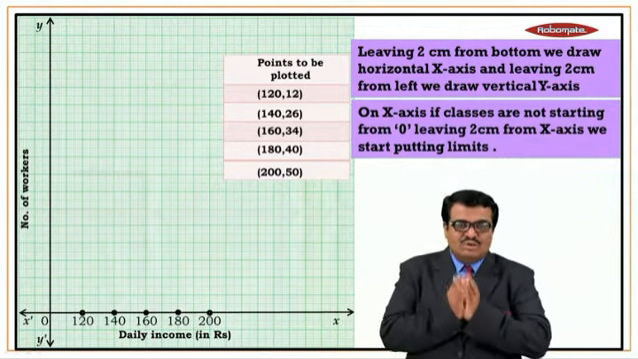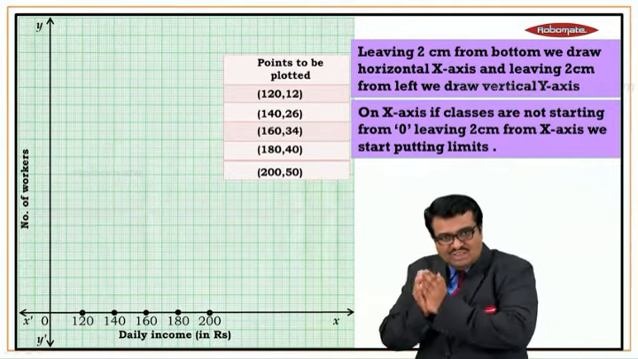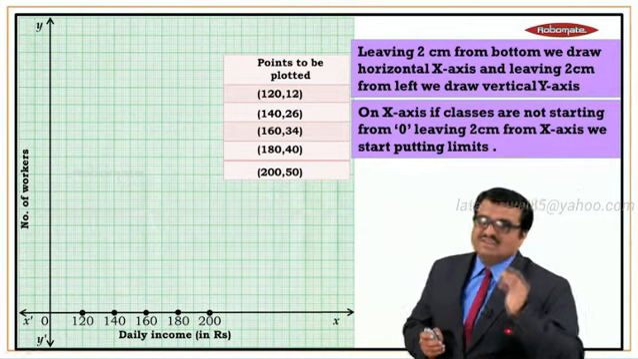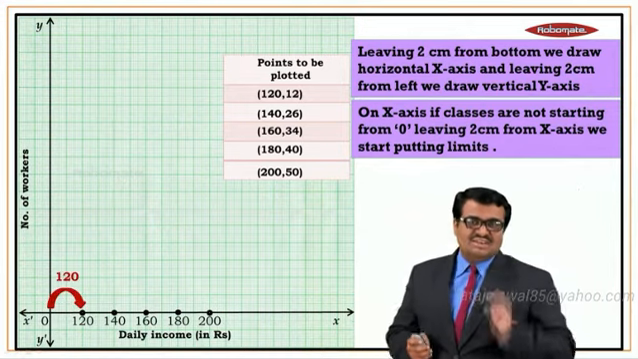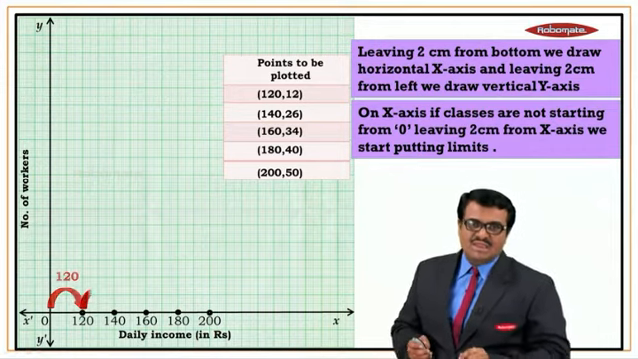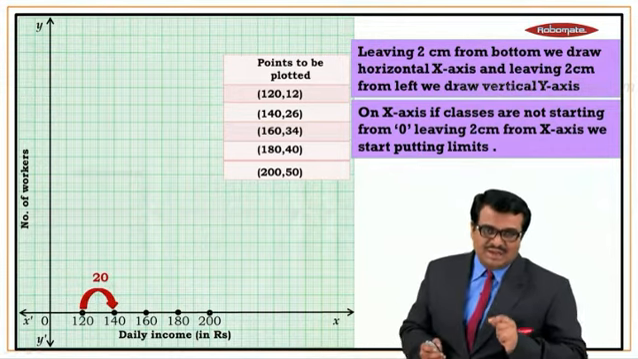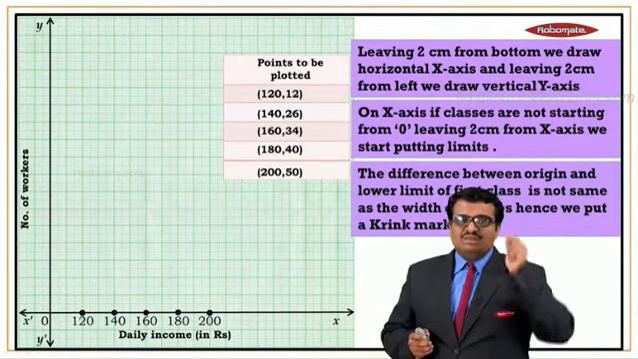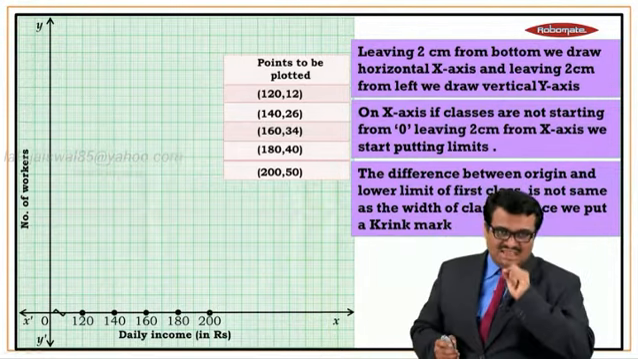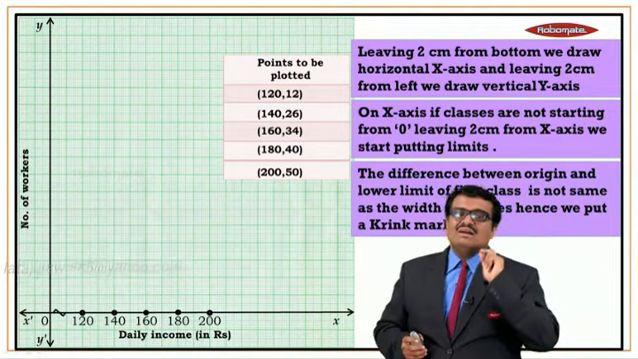The limits were 120 to 140 and so on. So from that 0, leave 2 centimeters and then start putting the limits. So we have put all the limits. Now, can you see the first difference? The first difference, 120 and 0, is 120. The second difference is 20. The difference between the origin and the lower limit of the first class is not the same as the width of the classes, hence we put the crink mark. This zigzag mark is called a crink mark.